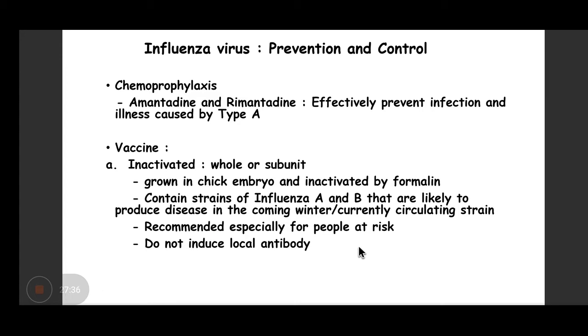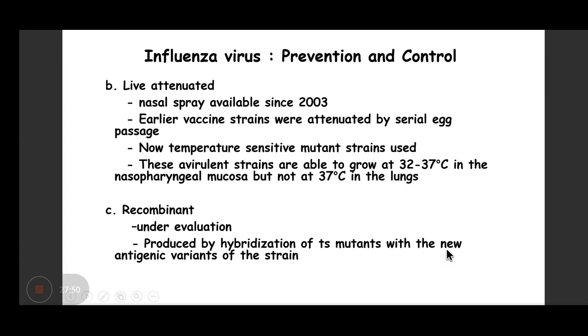And the influenza vaccination is given every 2 years, because antibodies against the older strain will not be protective for the newer strain. Live attenuated virus is given as a nasal spray. It is available since 2003, and it is live attenuated by serial egg passage, but it is temperature sensitive. And a recombinant vaccine is also under evaluation.